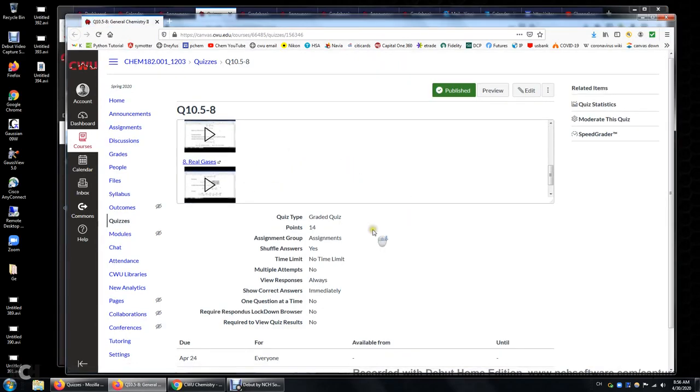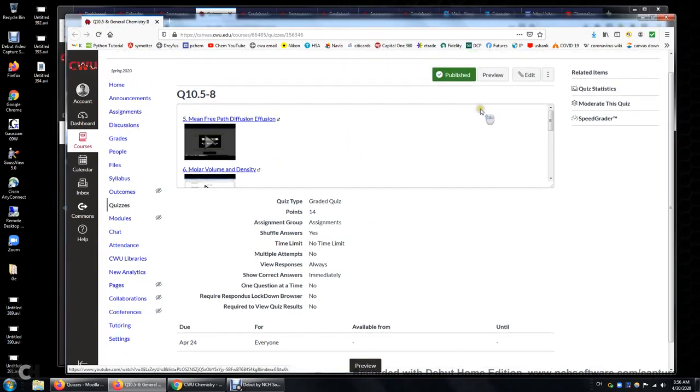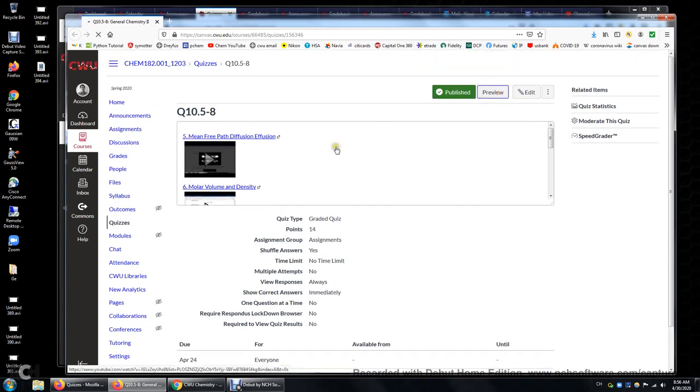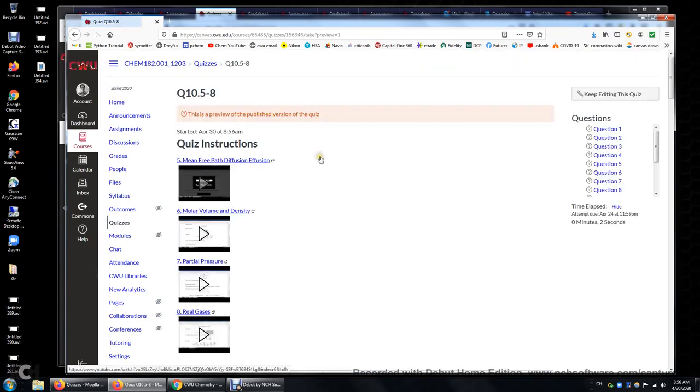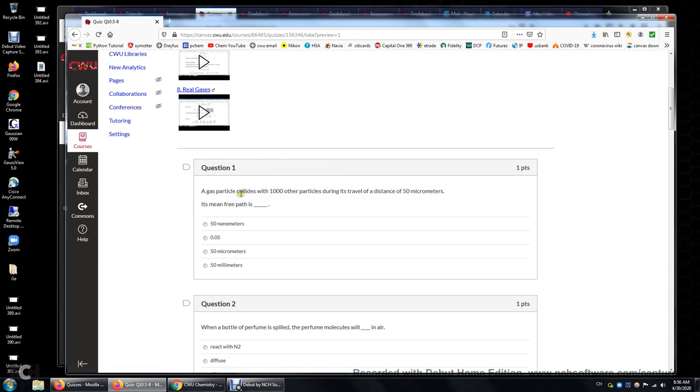Over here, there are a total of 14 questions. I'm going to click preview so that we can see these 14 questions. Number 1, a gas particle collides with 1,000 other particles during its travel of 50 micrometers. After this many collisions, actually there are 999 segments, but approximately 999 is 1,000. So what we should do is just 50 divided by 1,000.